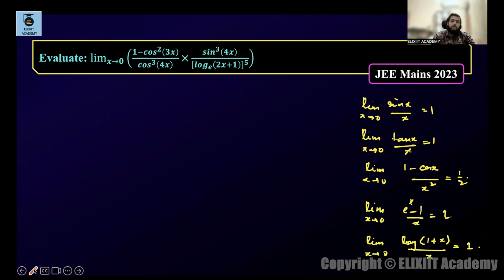Likewise, you won't always be facing sin x upon x or tan x upon x. You can also face sin 2x upon 2x, with limit extending to 0. The idea must be that here we have the same quantity and here also we have the same quantity. And upon putting the limit, these quantities must tend to 0. Similarly over here also, on putting the limit, these quantities must tend to 0.